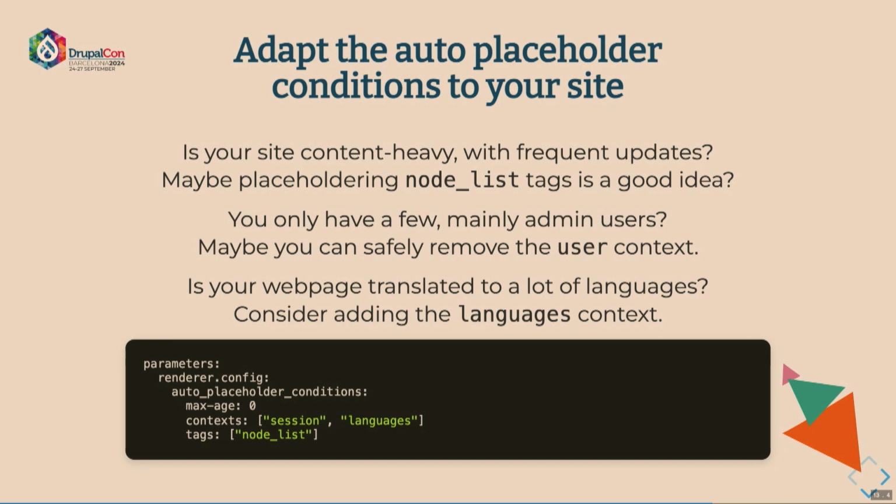the node list tag, because in a content heavy site where everybody is adding new nodes or editing nodes, each time you add or edit a node, you can lose all of the cache entries that have a reference to the node list, which can be, for example, views, a lot of views. Or for example, if you only have a few mainly admin users, you might not need the user context. But if you have a lot of languages, you might need the context language added in order to help you.